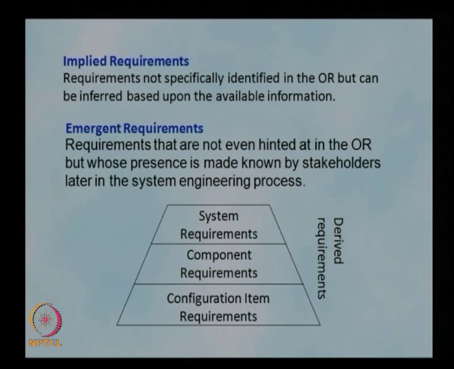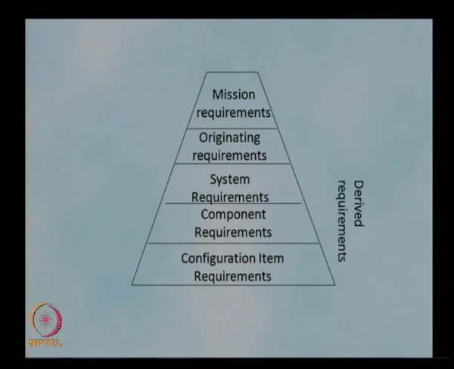So, the requirements, as we mentioned, the originating requirements, derived requirements, implied requirements, and emergent requirements are all important in the analysis of system requirements. As you can see here in the slide, this is the hierarchy of the requirements. The top level is the mission requirement, which is identified by the stakeholders, and then based on these mission requirements, the originating requirements are identified by the system designers, which can actually be understood by the stakeholders. So, the stakeholders will accept, yes, this is what we want from this particular mission. So, these are the originating requirements.